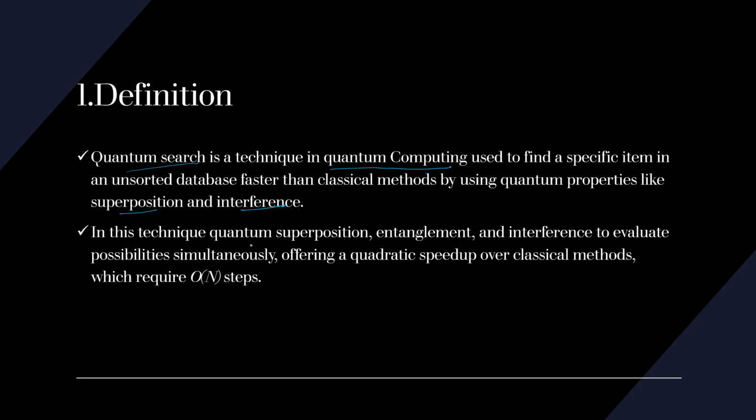It uses superposition, entanglement and interference to evaluate possibilities simultaneously. So here the search occurs simultaneously, not sequentially, offering a quadratic speedup over the classical method. The classical method is a little slower than quantum search, with O(n) complexity, but quantum search has less space and time complexity than the classical methods.